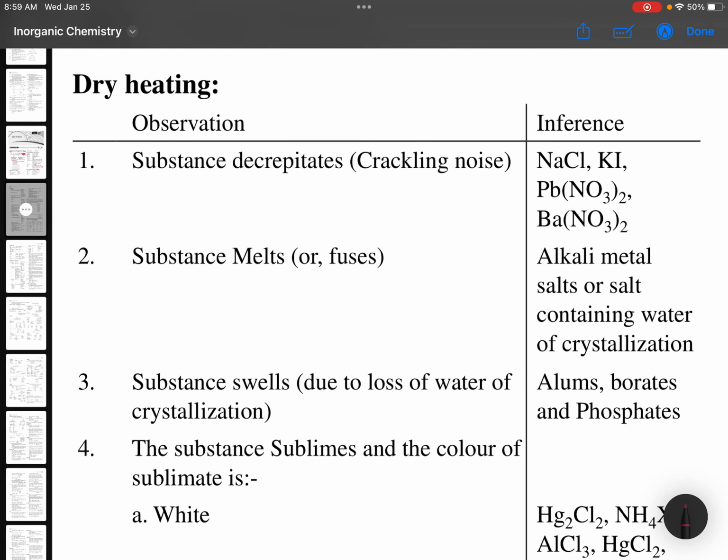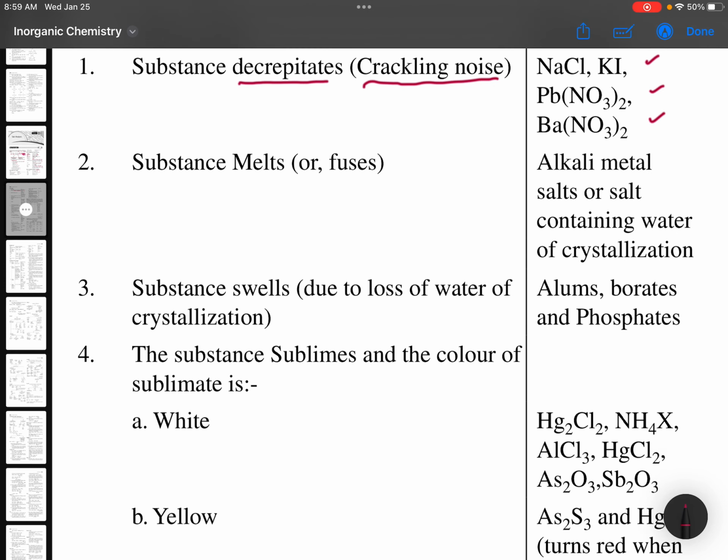Dry heating. Substances on heating: if the substance decrepitates, with a crackling noise, like it is breaking, NaCl, KI, lead nitrate, barium nitrate may be possible. Substance melts or fuses: alkali metal salts or salts containing water of crystallization.